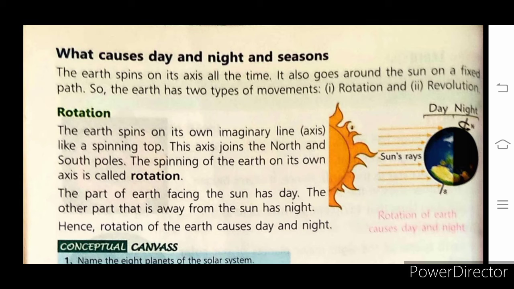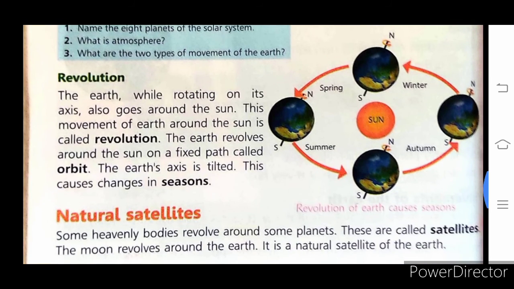Again, when the earth rotates, and the night part faces toward the sun, it becomes day, and the other part becomes night. So in this way, in 24 hours we get one day and one night. So children, from here we come to know that rotation of the earth causes day and night. Okay children? Now coming to the revolution, the second type of movement.